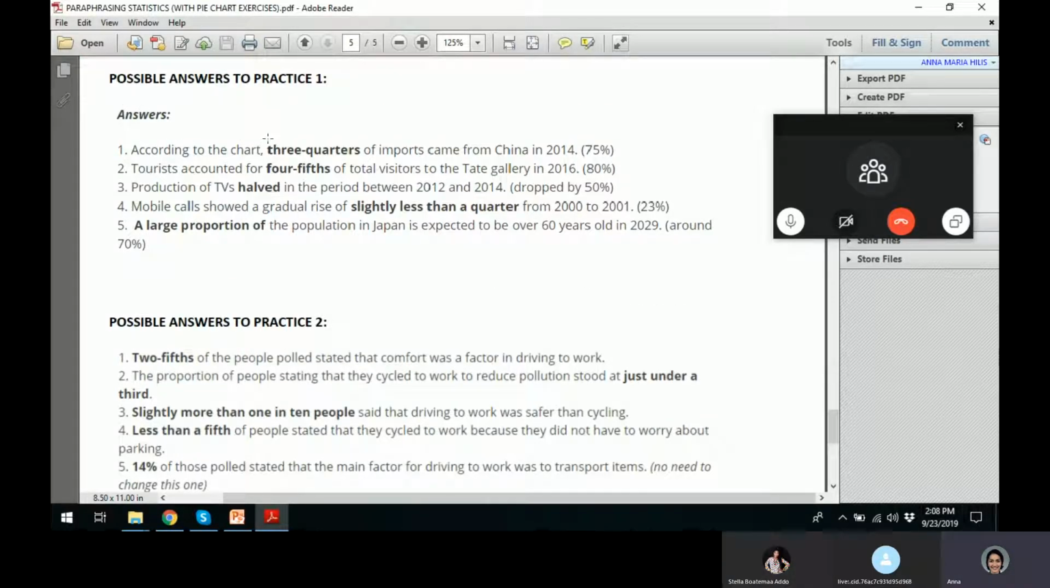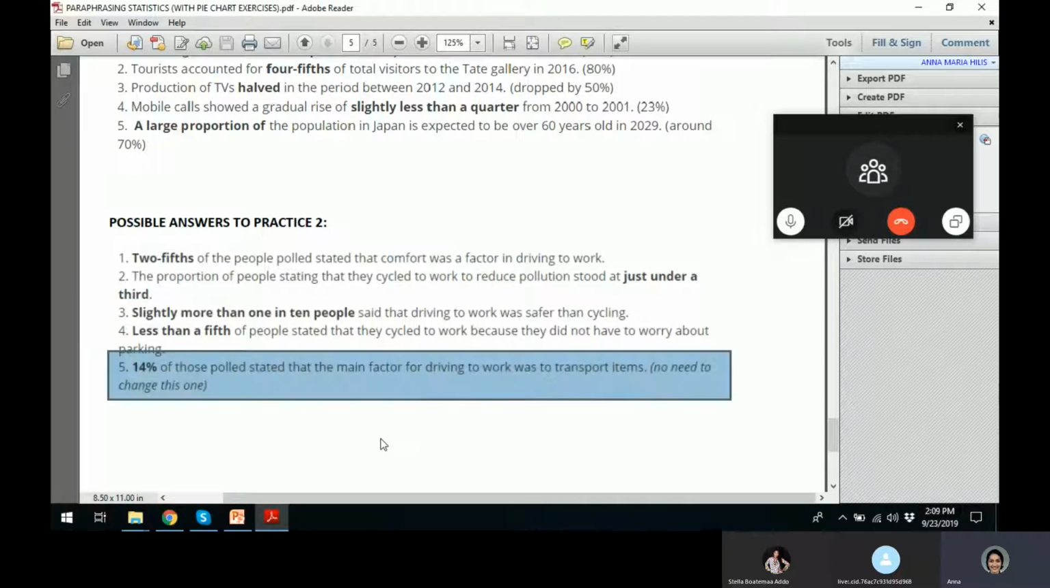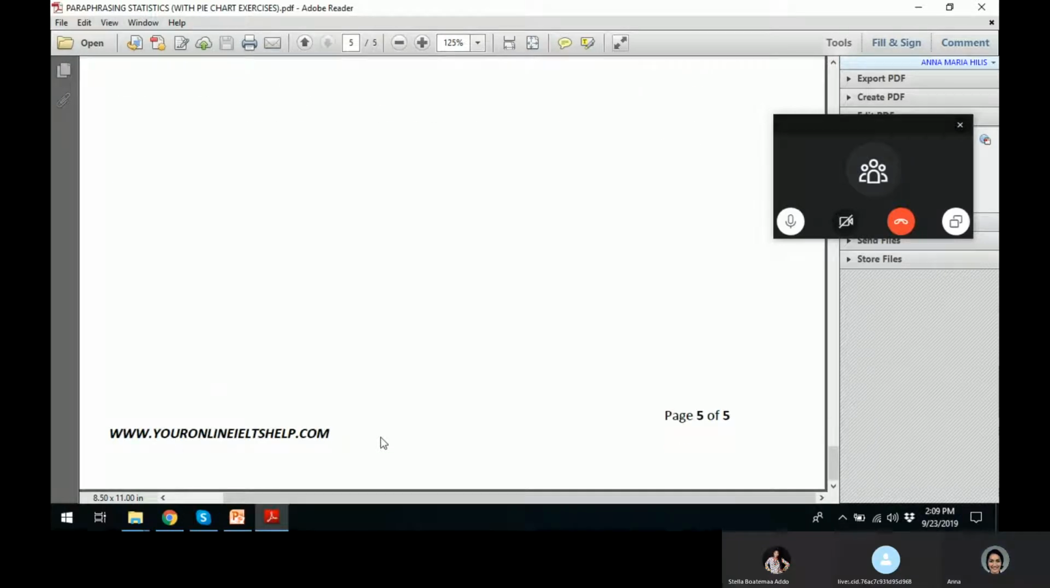For practice one: 3/4, 4/5, slightly less than a quarter, a large proportion of. For practice two: 2/5, just under a third, slightly more than 1 in 10 people. Okay, we said earlier slightly more than a tenth, so that's also fine. 14%. And it says here, no need to change this one. All right. But if you can paraphrase, the better.